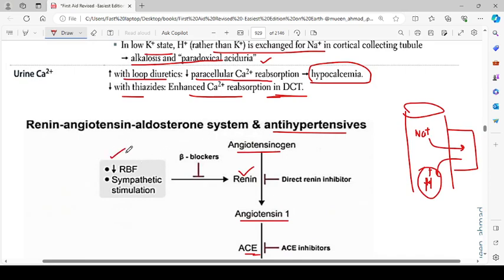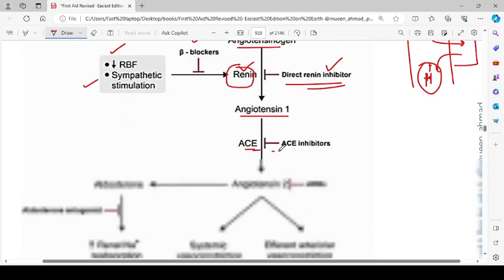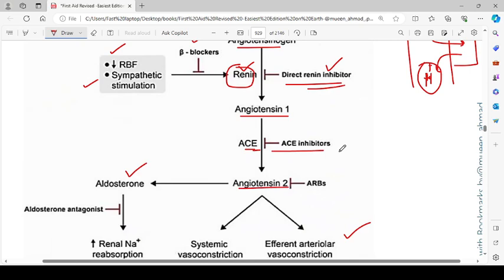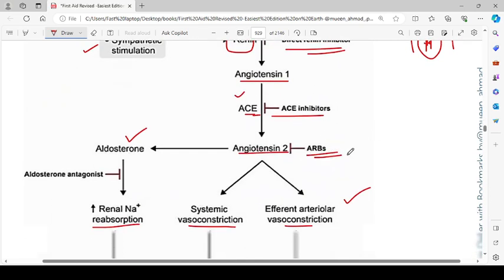Now, let's see the drugs. Decreased renal blood flow and sympathetic stimulation cause increased renin production. Beta blockers inhibit this pathway. Direct renin inhibitors like aliskiren can also inhibit the renin. ACE inhibitors like captopril and enalapril can inhibit the angiotensin converting enzyme. Angiotensin receptor blockers like losartan, valsartan, candesartan can inhibit angiotensin 2 from binding its receptor.